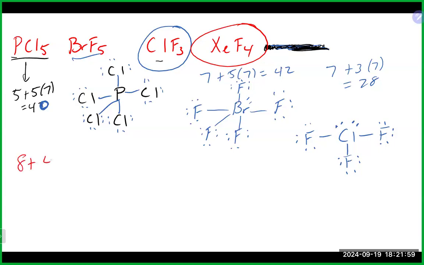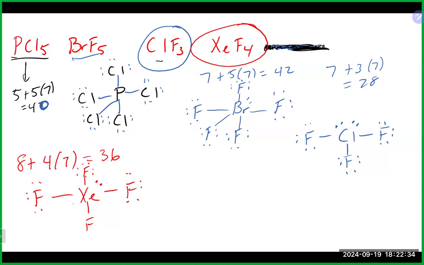8 plus 4 times 7. And that is, dare I try the math here, that's 36, I think, 28 and 8 is 36. We're going to go xenon in the middle, fluorine around here. Again, 2, 4, 6, 8, 10, 12, 14, 16, 18, 20, 22, 24, 26. So here we go. We now have 8 times 4 is 32. We have 4 more electrons to go. So we're going to put those on the central atom in this case.